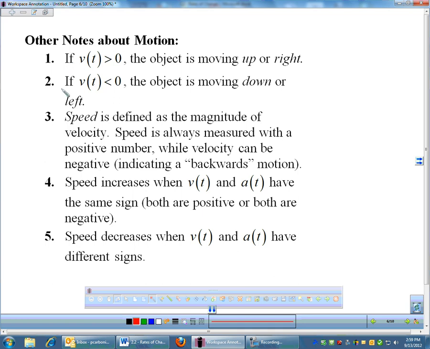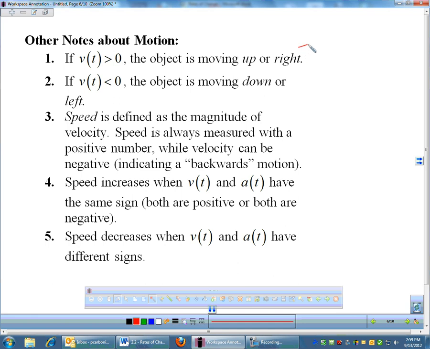Okay, if velocity is bigger than 0, your object is moving either up or to the right. It depends on how we're measuring the distance. If we're talking about a ball bouncing on a spring, then a positive velocity would be moving up. If we're talking about somebody running horizontally, or maybe a car driving on a road, we would consider a positive velocity as moving to the right.